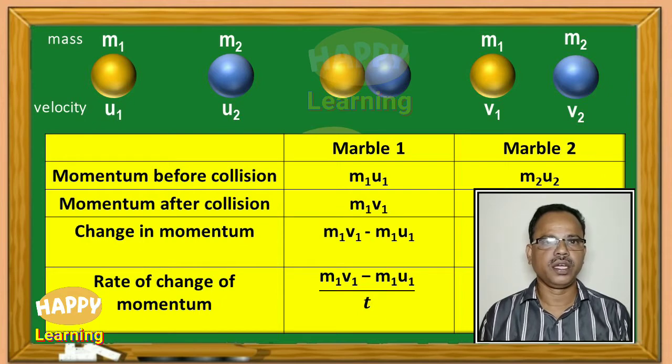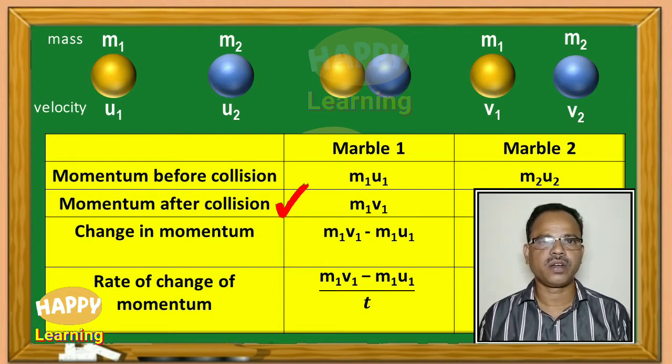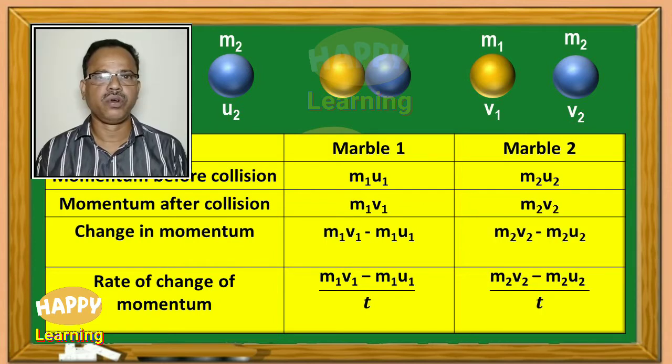Now let us move to the momentum after collision. For marble 1 it is m1 v1. So mass remains same as m1. But after collision, the velocity is v1. So momentum is m1 v1. Then similarly for the marble 2, momentum after collision is m2 v2.